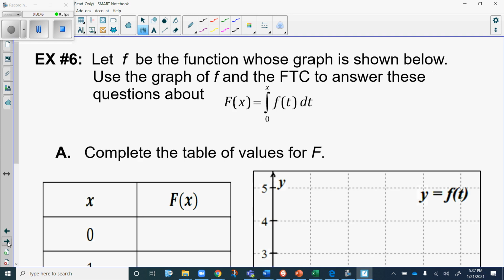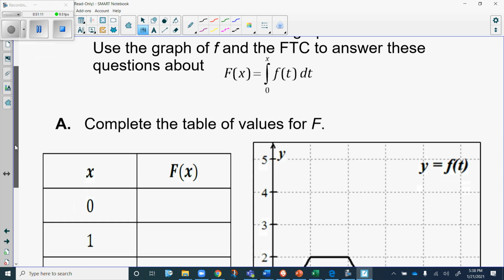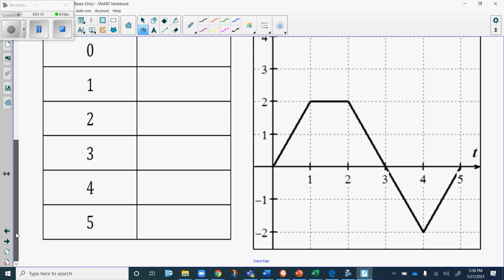Now this last bit here is going to incorporate some things with a table, where we're going to be looking at it with a table and kind of graphically. This last example, let f be the function whose graph is below. Use the graph of f and the fundamental theorem of calculus to answer the questions about it. So complete the table of values for f, and you guys go ahead and start filling this in. Pause it if you need to, so you can kind of watch it as you do it, but I'm going to resize these here real quick.